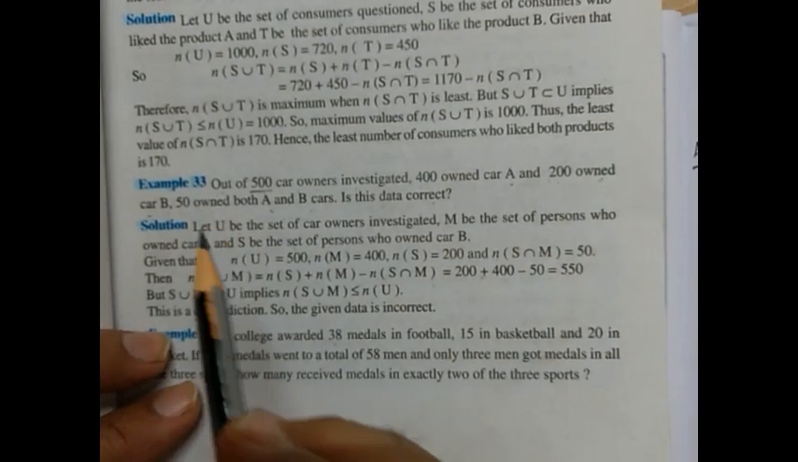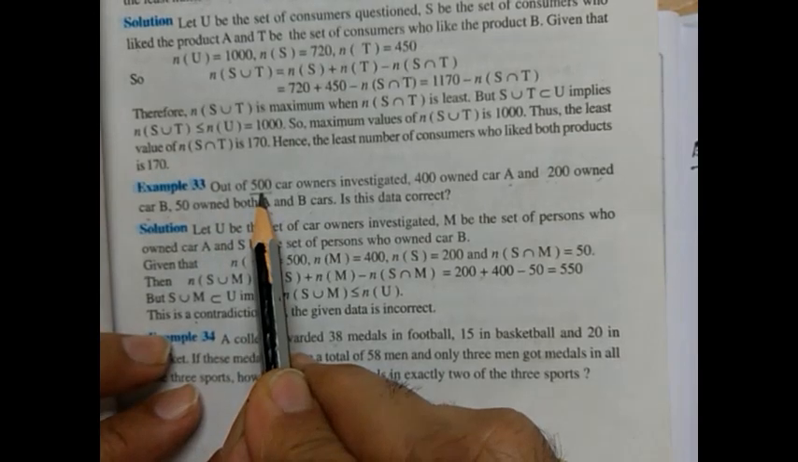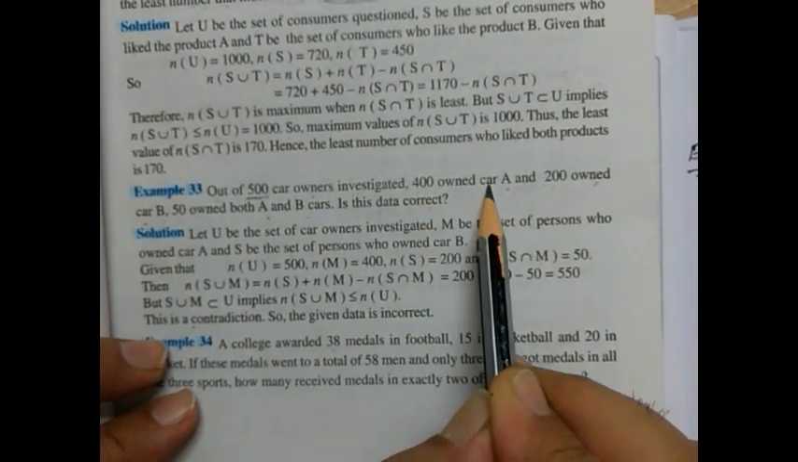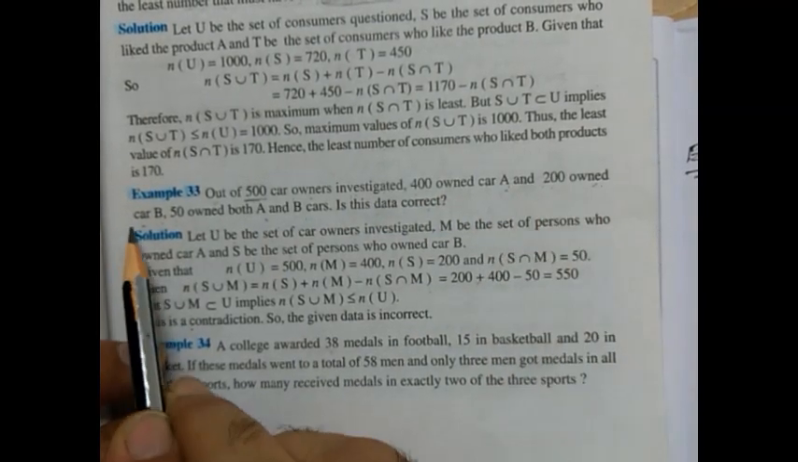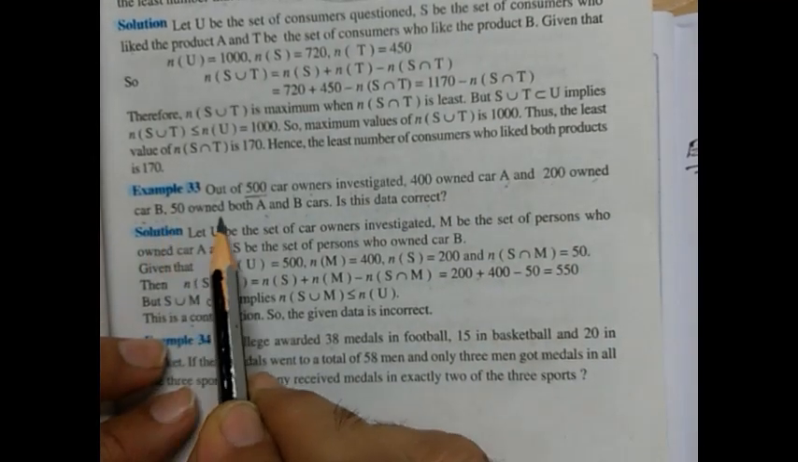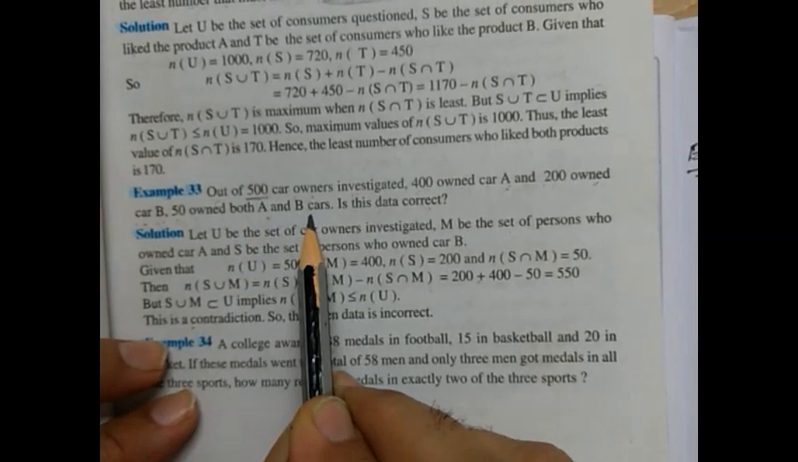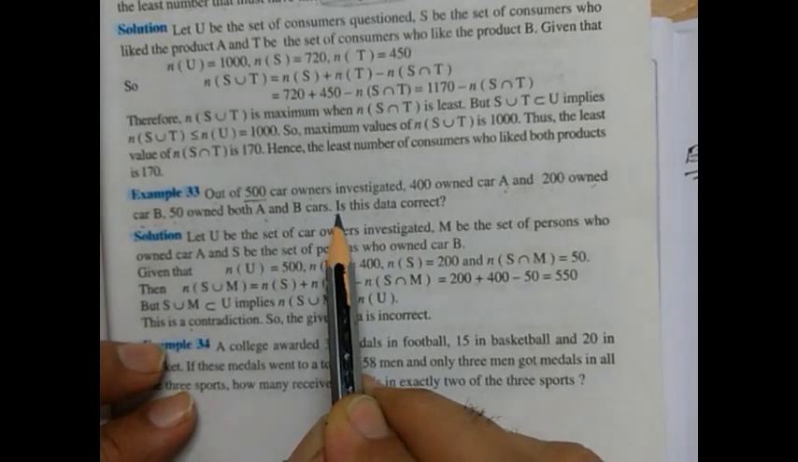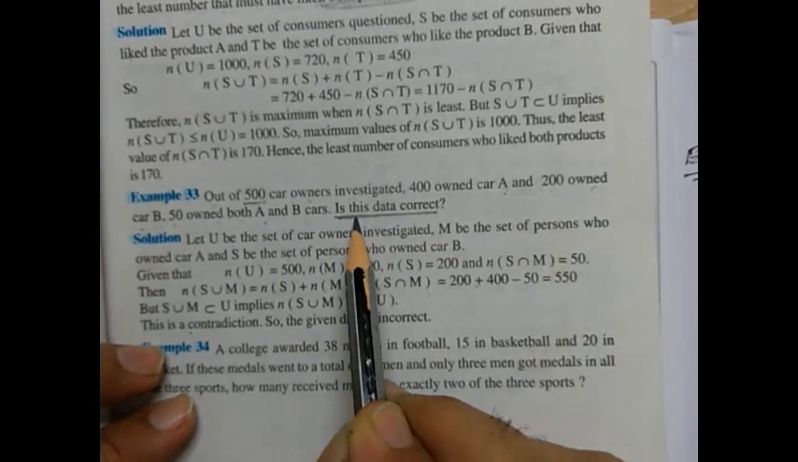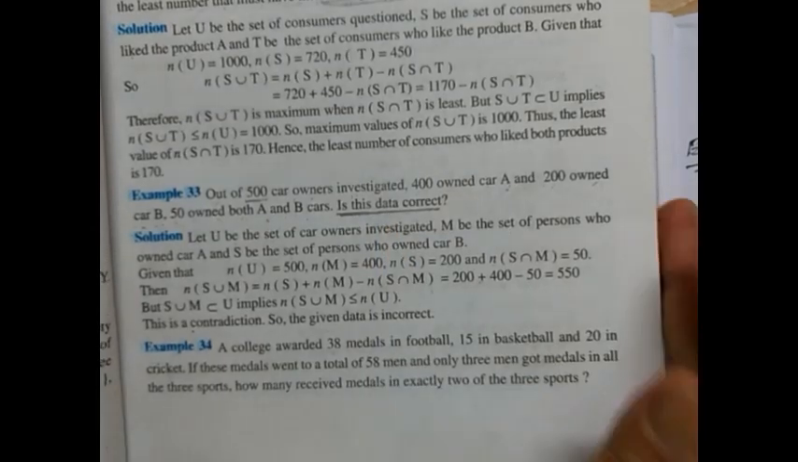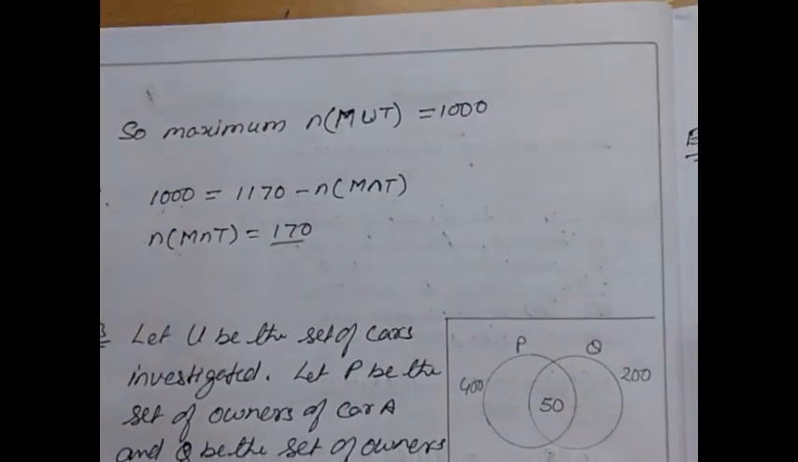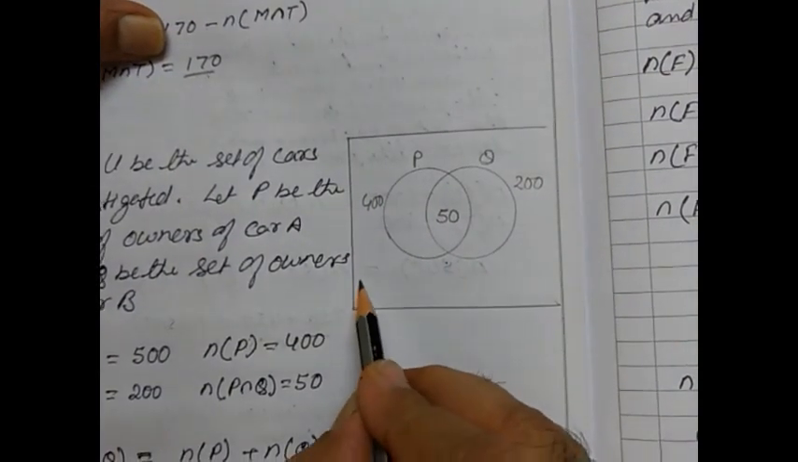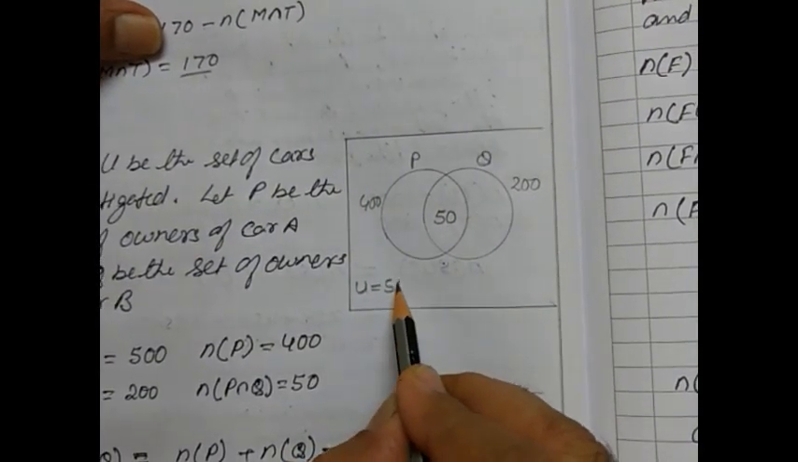Now here we say that out of 500 car owners investigated, 400 owned car A and 200 owned car B, and 50 owned both cars A and B. We have to find out whether this data is correct or not. To find that, we will write it down with the help of a Venn diagram. So here that is U, which is given as 500.